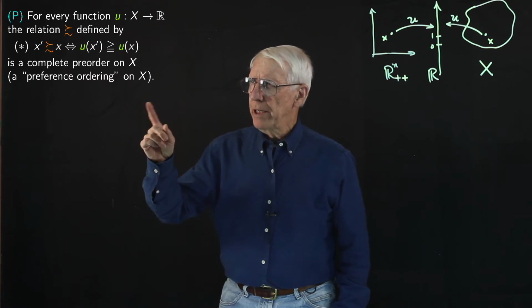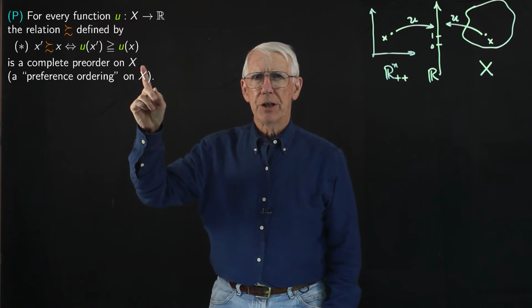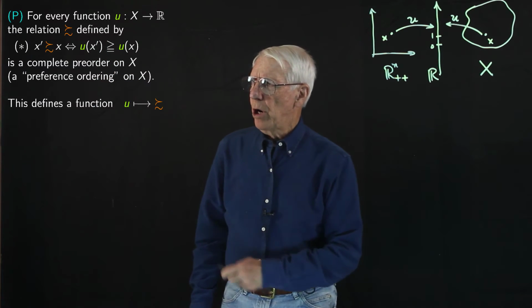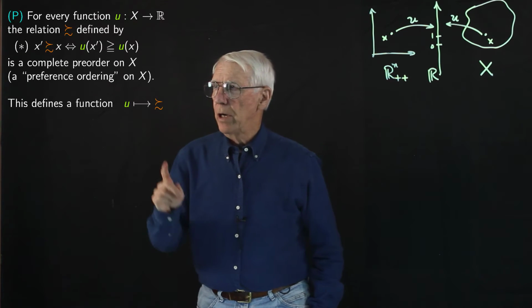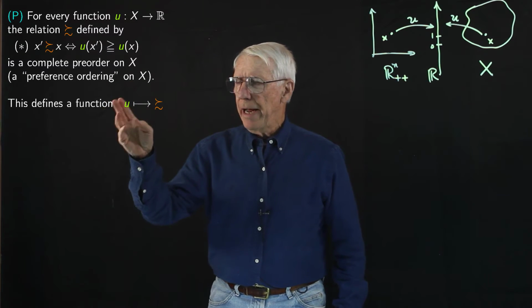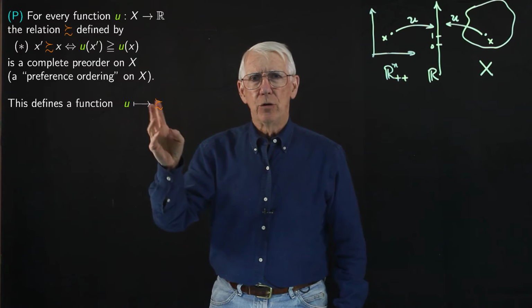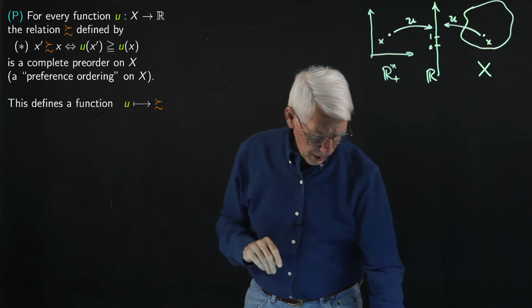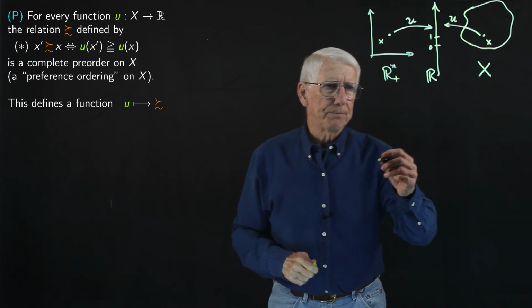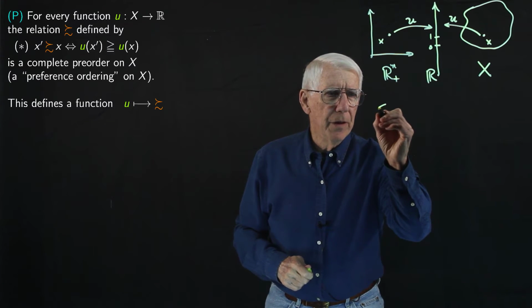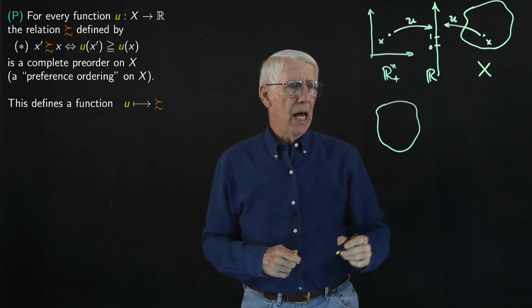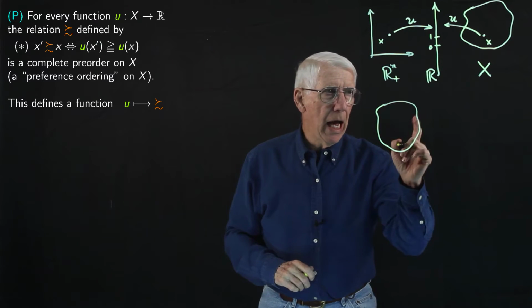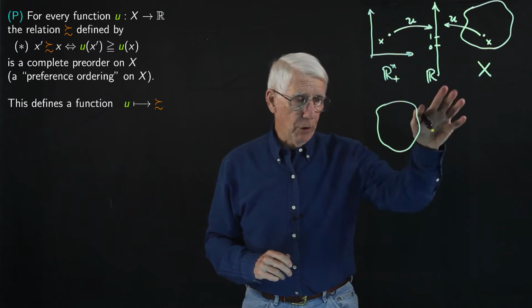Now, there are several things we should note about this remark P here. The first thing is that the remark defines a function that assigns to every utility function a unique specific preference ordering or preorder. So let's draw a picture of what's going on here. Let's say that this is the set of possible utility functions for a given set of alternatives.